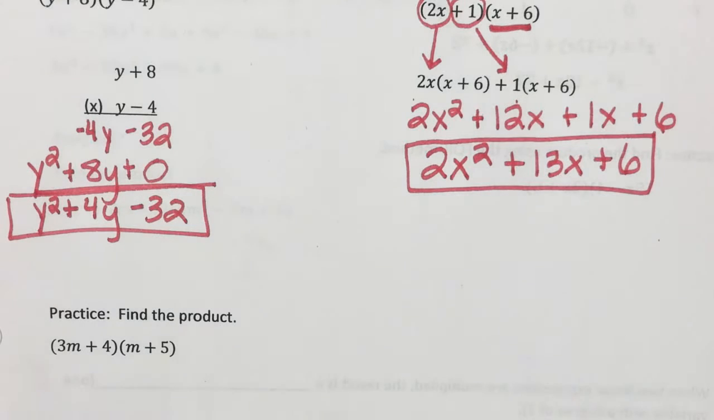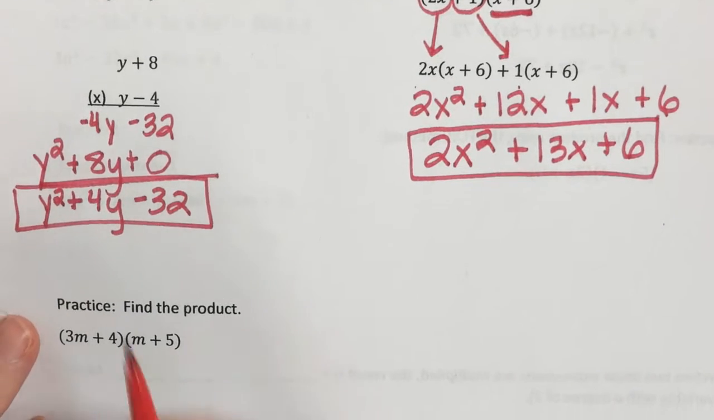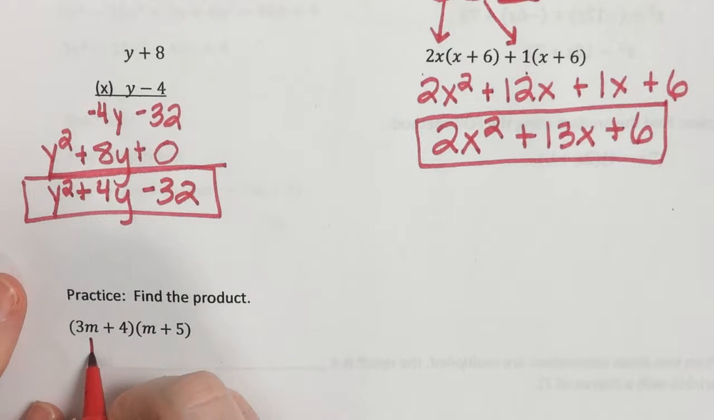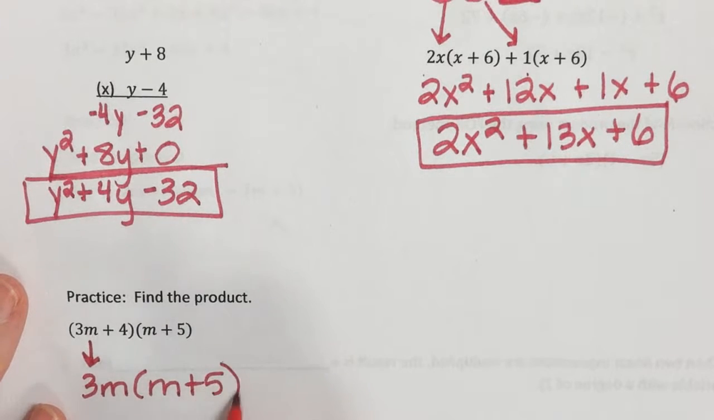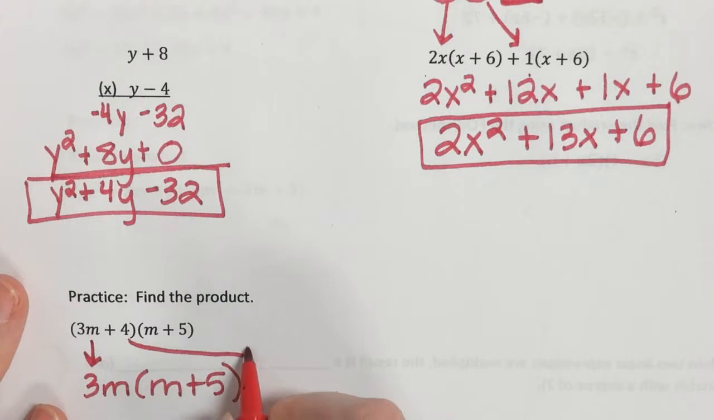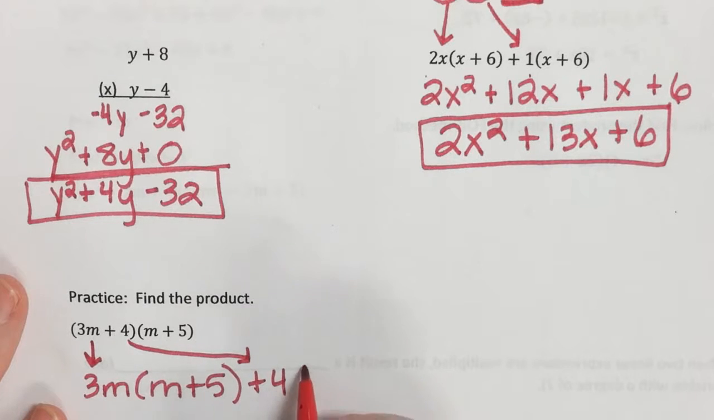Okay, so I'm going to do it with the horizontal method. I take this 3m, write that first, times m plus 5, and then I take this plus 4, times m plus 5.